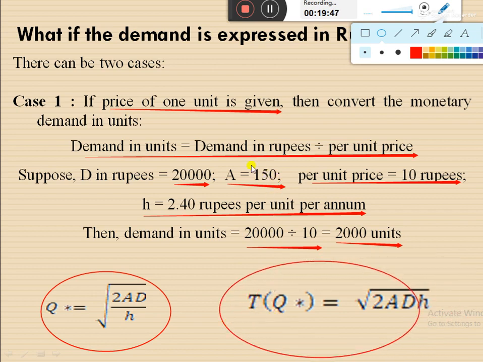So in the first case, it is very simple to handle the situation. Simply convert the monetary demand into units by dividing total demand in rupees by per unit price. After that, the procedure would be similar to calculate economic order quantity and total annual inventory cost.